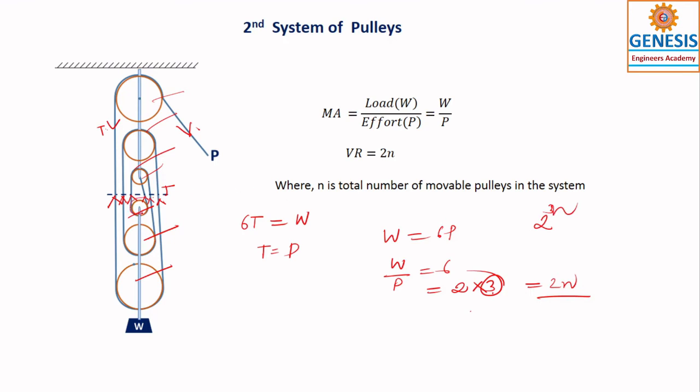Okay? If this is not here, and this string is connected to this, then how many strings you are having? 2 only. T, T, T. That is 4T. 4T means 2 into 2. 2 movable pulleys. Got it? So the total number of movable pulleys in the system.